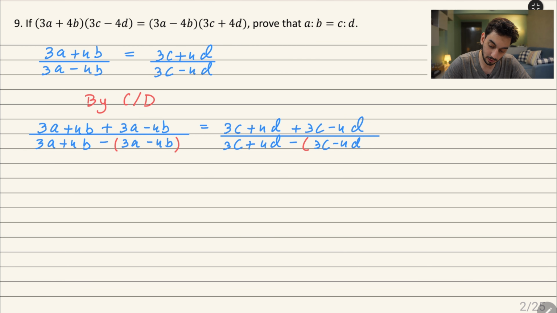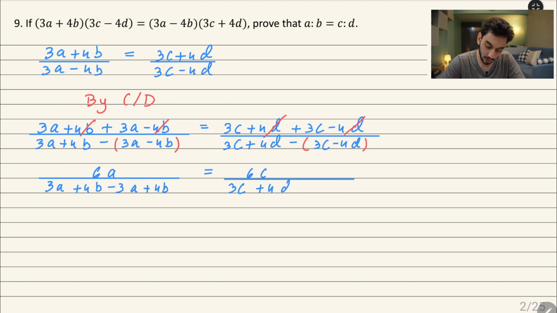Okay, let us try to simplify the brackets and see what happens. In the numerator I can see that the 4b and the negative 4b just cancelled out. I am left with 3a + 3a, which is 6a. In the denominator, when I open up these brackets, it becomes 3a + 4b - 3a, minus and minus is a plus, 4b. On the right hand side I can see 4d and negative 4d just go away. 3c + 3c is 6c, and in the denominator again it would be a similar thing, 3c + 4d - 3c + 4d. On both sides the 3a and negative 3a go away, and over here 3c and negative 3c just go away.